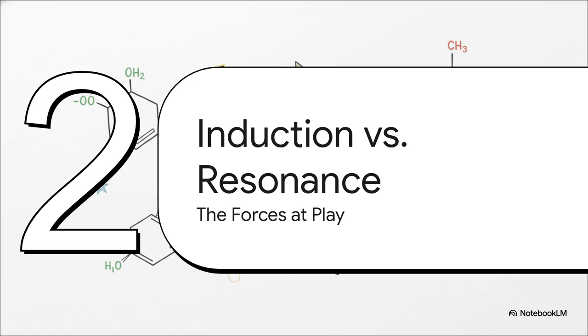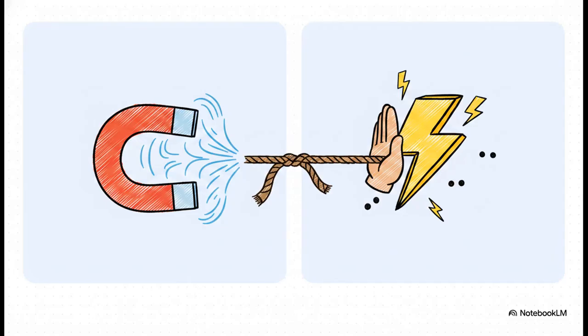Moving on to part 2. Induction versus resonance, the forces at play. So we know we need to stabilize the positive charge to speed things up, right? But how do substituents actually push or pull these electrons? Well, we have 2 competing forces at work, inductive effects and resonance effects. The inductive effect is our chemical pull of electron density through the sigma bonds, all based on electronegativity differences. The resonance effect, on the other hand, is the push. It's the donation or withdrawal of electrons through pi bonds, typically using lone pairs.